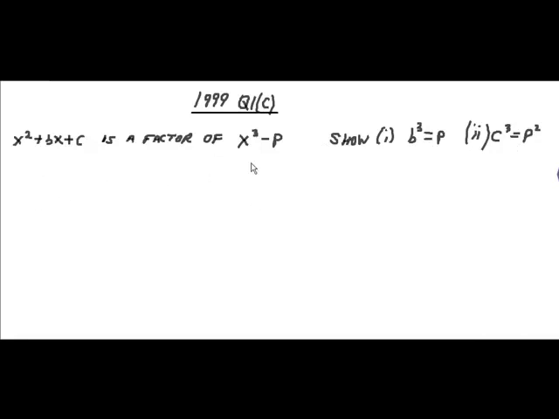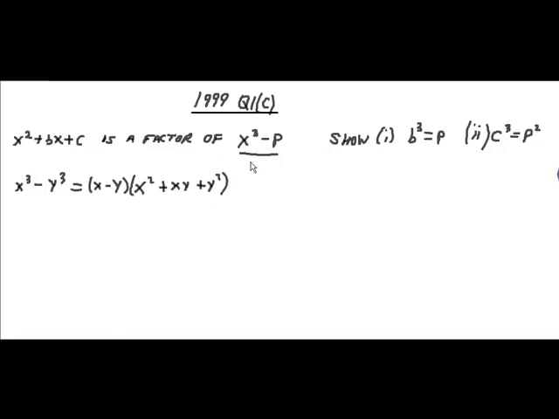If you spot that this x cubed minus p is very like a formula that we're supposed to know, and that formula is x cubed minus y cubed. Actually, we won't call it p, we'll not get mixed up, we'll use the y in the formula. So x cubed minus y cubed is equal to x minus y into x squared plus xy plus y squared.